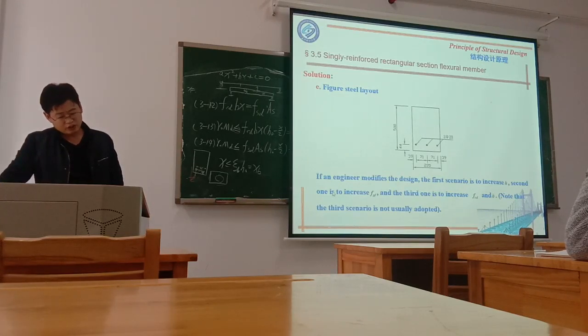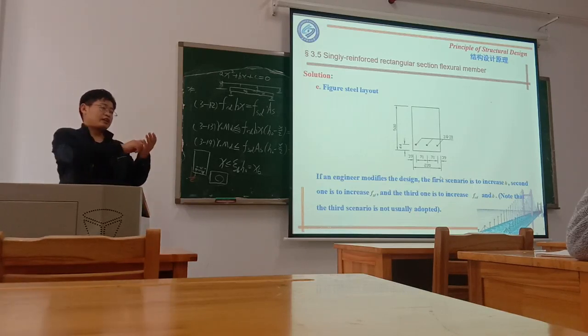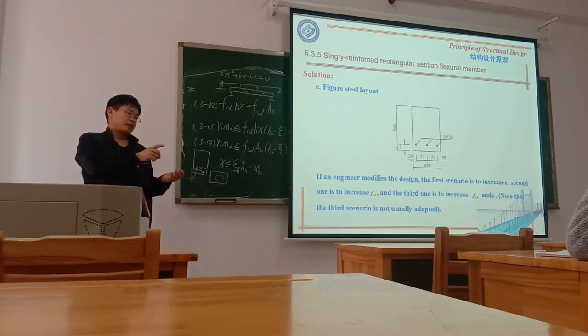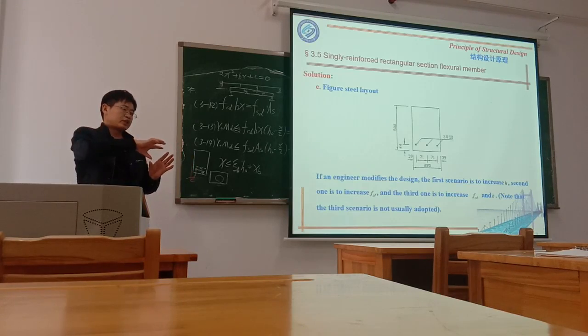And the second choice is to increase fsd. And the third one is to increase fcd and b. So that means after you design, and then you check, find the result is not satisfied, cannot meet the requirement of the code, then you have to change your design.